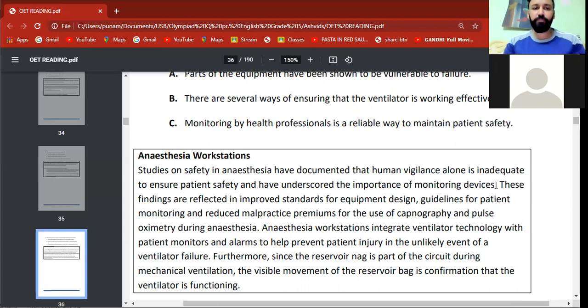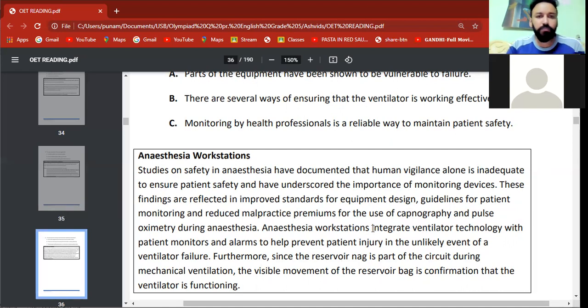Let's go for the next one. These findings are reflected in improved standards for equipment design, guidelines for patient monitoring, and reduced malpractice premiums for the use of capnography and pulse oximetry during anesthesia. Several ways of ensuring that the ventilator is working. Sir, what is the B point? There are several ways of ensuring that the ventilator is working effectively. It's not talking about ways, is it? No, sir, it is not.